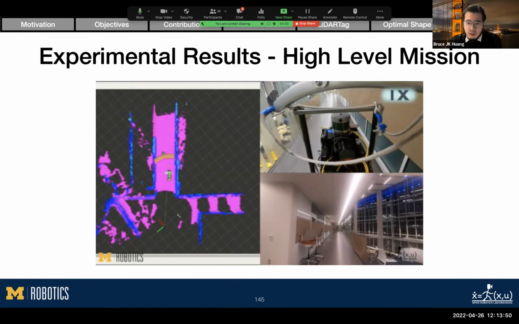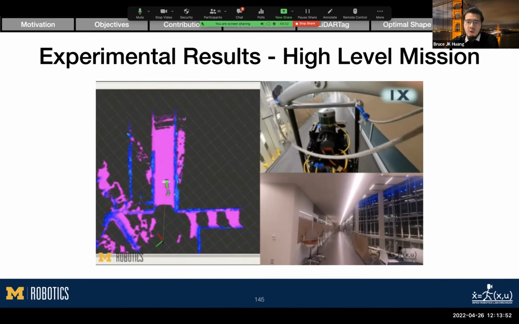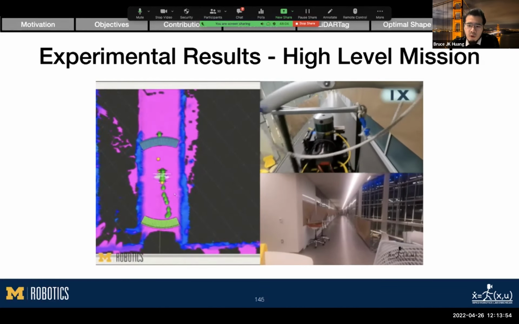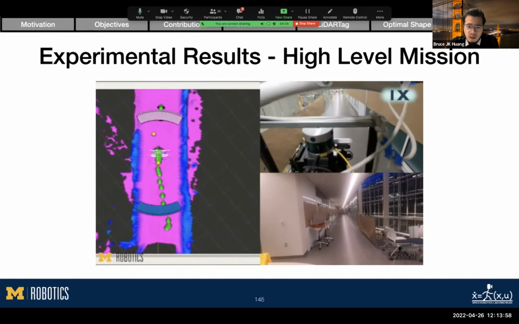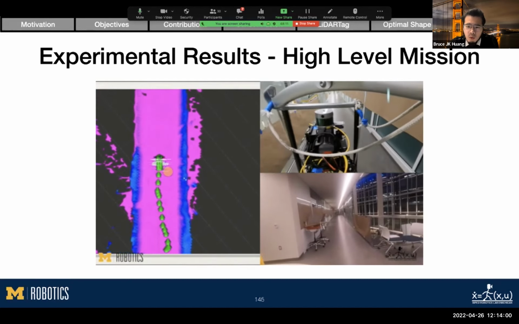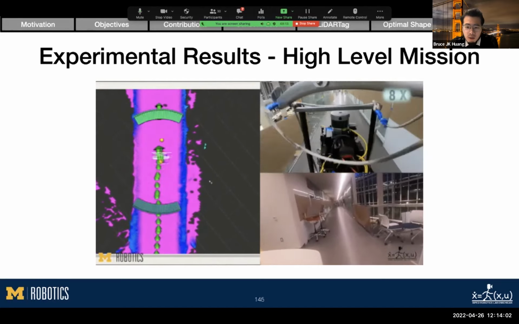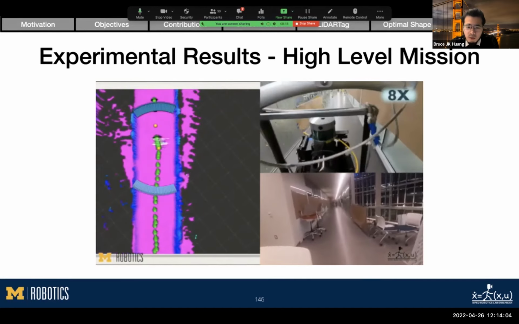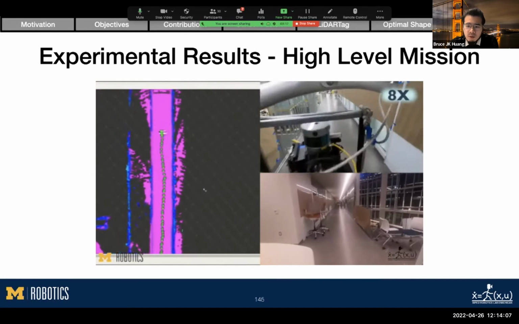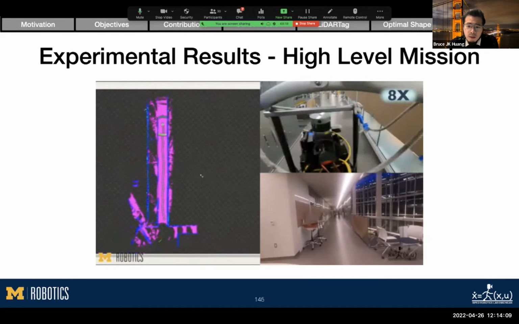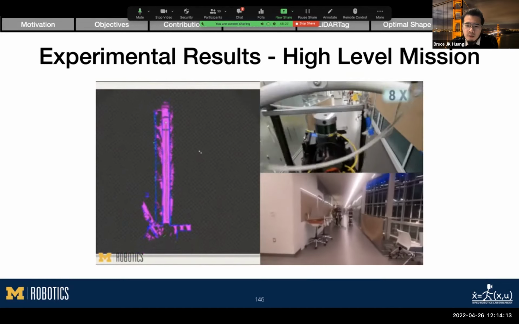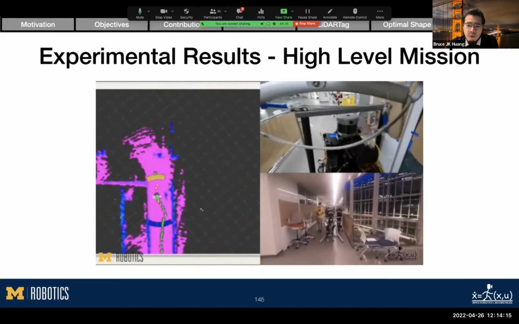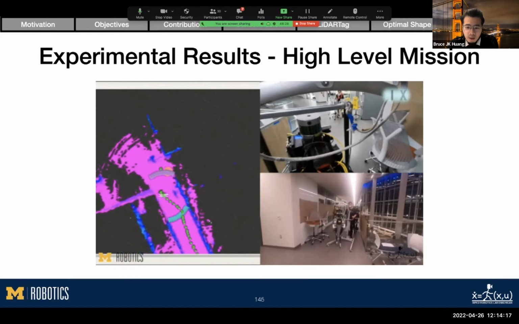We also conduct another high-level mission where we took Cassie to the second floor of the Ford Robotics building. On the second floor, there are 4 long corridors forming a rectangle. The video is sped up due to the length of the video, and the total distance is about 200 meters. And the entire environment is unknown to Cassie at the beginning.